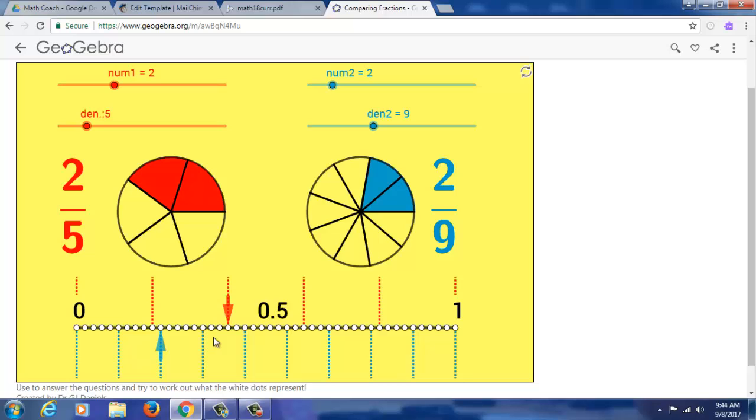So I hope this applet can help the students to see the difference visually, and in the meantime how they can transfer this fraction from this form to the number line form.